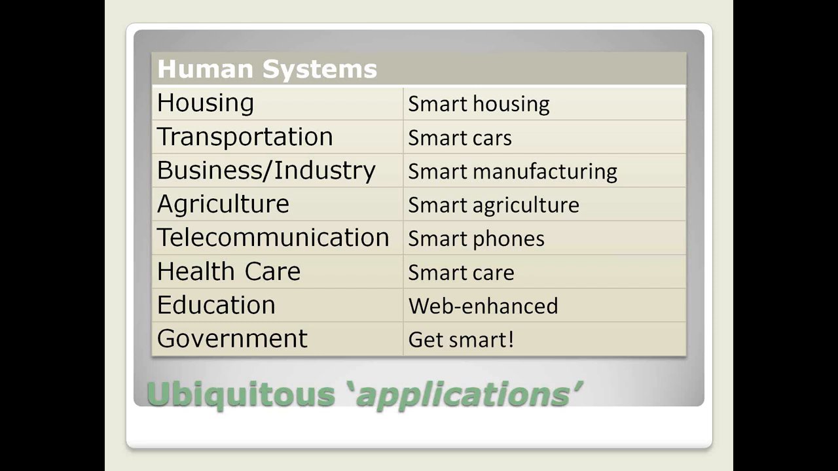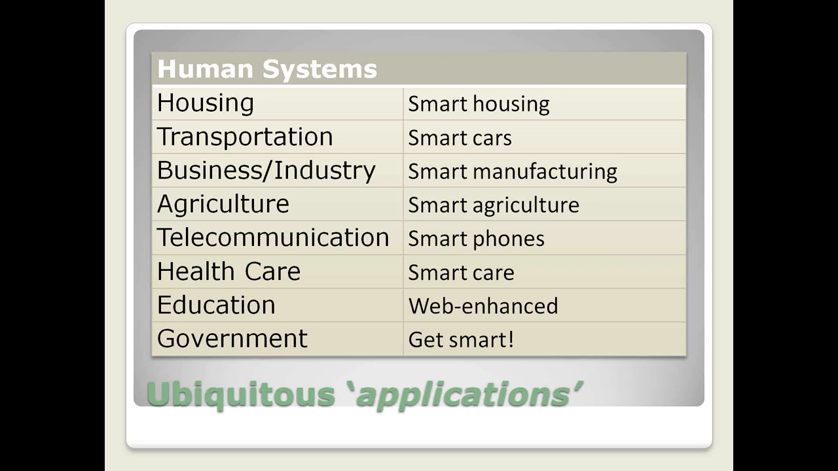Sustainability literature tells us that there are 7 human systems. I'm not going to argue with anyone on it, but I'm going to start with those. There's housing, transportation, business and industry, agriculture, and so on and so forth. And if you start searching on the internet, you actually find out that you can search for smart housing, smart cars, smart manufacturing. Yes, there's smart agriculture.